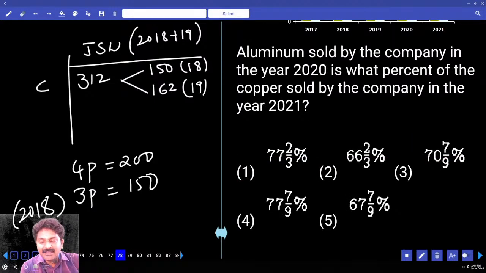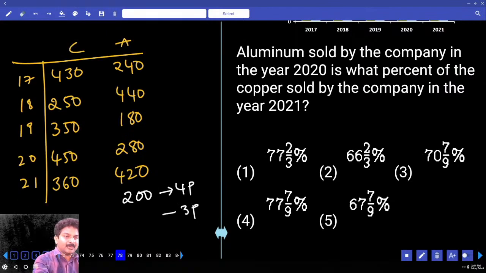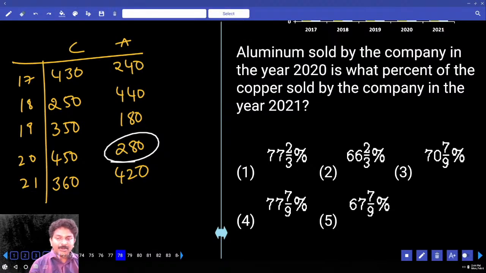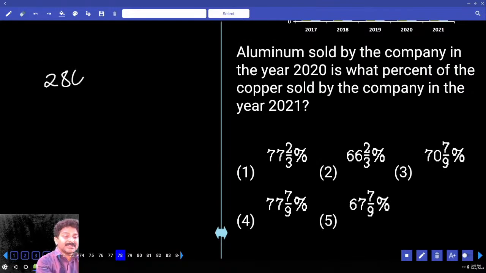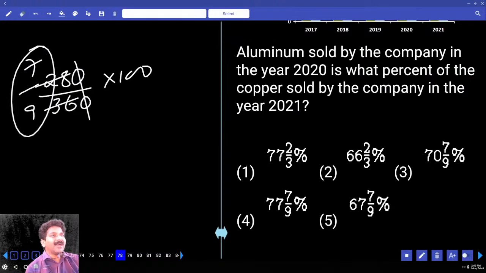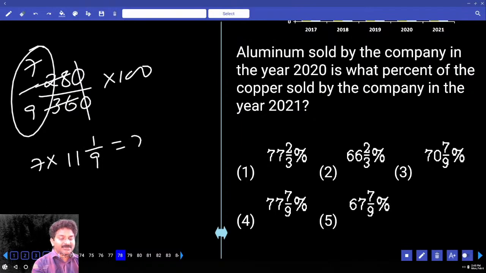Aluminium sold by the company in the year 2020 is what percent of the copper sold by the company in the year 2021? So simple, direct question. Aluminium sold in 2020, 280, is what percent of copper sold in the year 2021? So 280 calculated as a percentage with respect to 360. Now 0 0 cancel, 4 7 times, 4 9 times, 7 by 9. You know 1 by 9 value, which is 11 1 by 9. 7 by 9 in the sense 7 into this much, which is 77 7 by 9%.